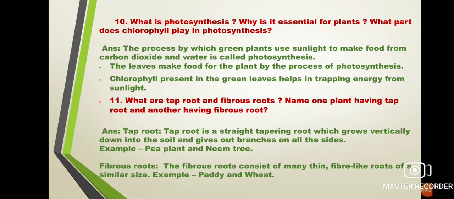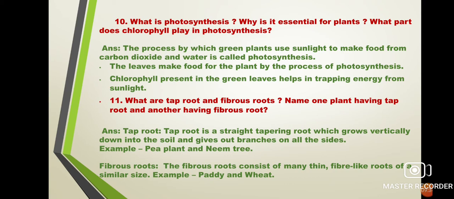Why is it essential for plants? Because plants are autotrophs, they have to make the food for themselves. Other than that, this food is supplied to the other animals present in a food chain. So, the leaves make food for the plant by the process of photosynthesis. What part does chlorophyll play in photosynthesis? Chlorophyll basically traps the sunlight or solar energy that conducts the process of photosynthesis.